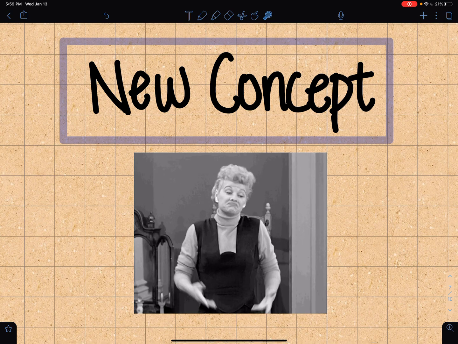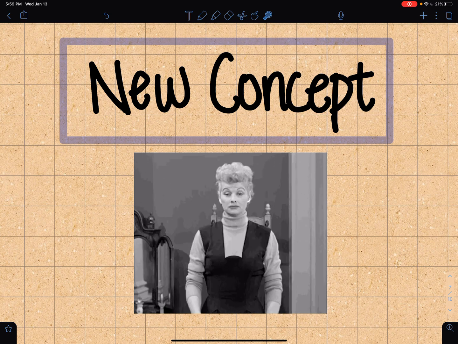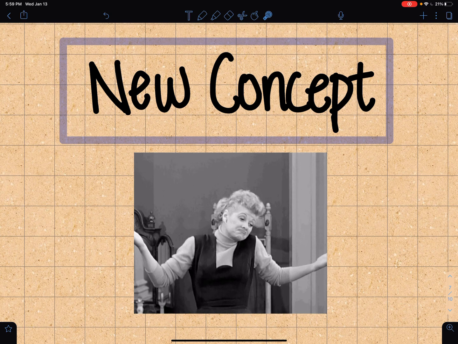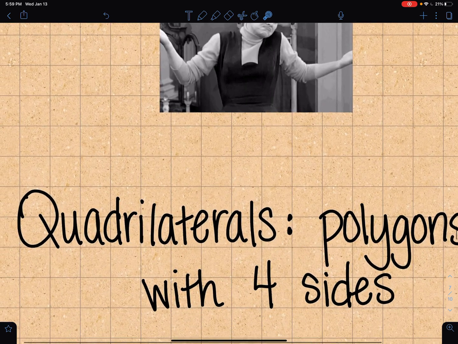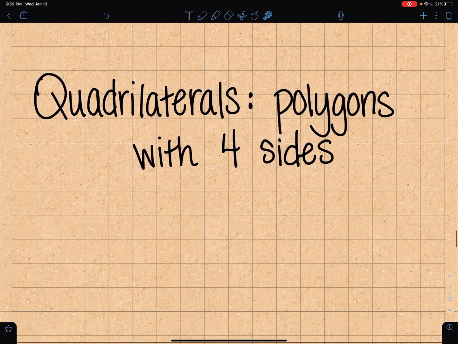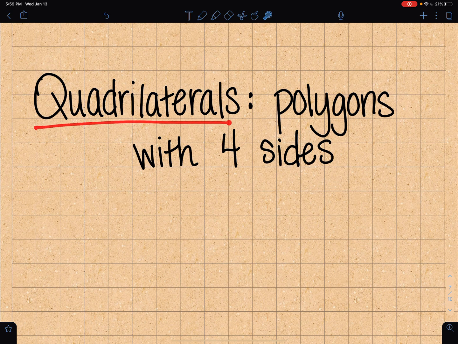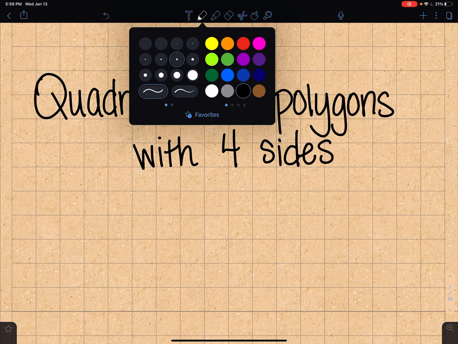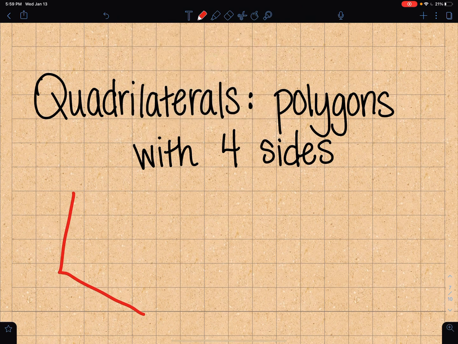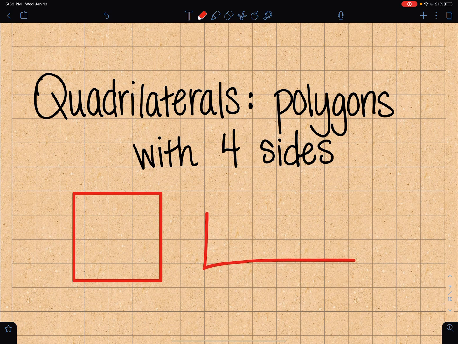Here we are. All right, now we learned in lesson 60 the definition of a quadrilateral. And I'm going to review the definition of a quadrilateral. Quadrilaterals are polygons with 4 sides. So as long as it has 4 sides, it's going to be a quadrilateral. So there's a quadrilateral. There's a quadrilateral.